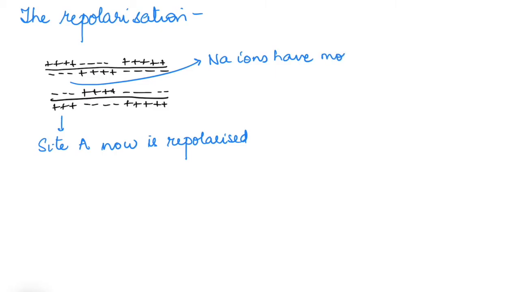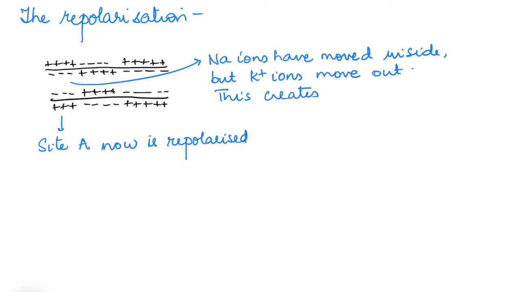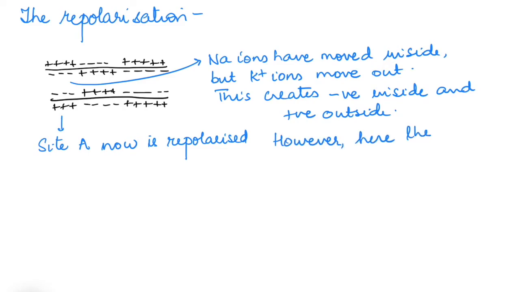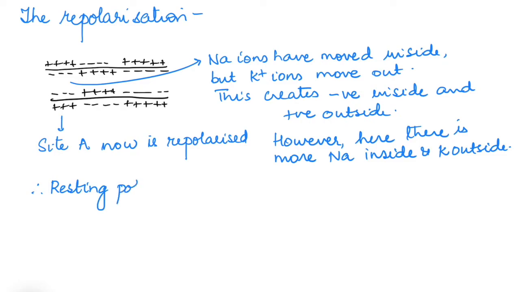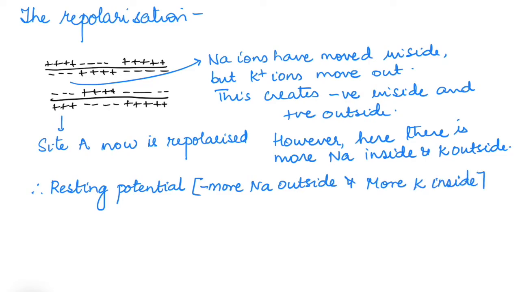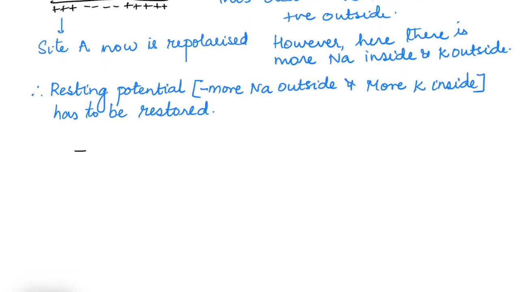Site A has more of sodium ions which had moved inside. Because of the impulse which had come in, sodium ions had come inside, and that caused the potassium ions to move out. This created a negative inside and positive outside in the site A. But this is not the resting potential, because according to the resting potential, we need to have more potassium inside and more sodium outside. So now we have to push the sodium outside.